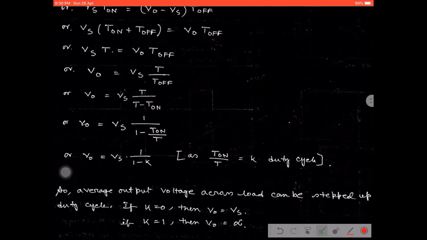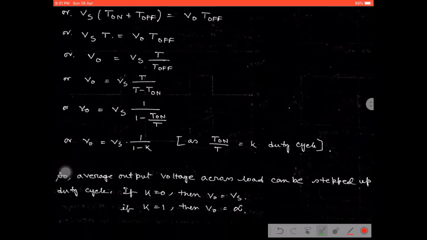The average output voltage across the load can be stepped up depending on the duty cycle. If K equals 0, then V0 equals Vs, which is the minimum value. If K equals 1, the maximum value, then V0 will be infinite, because K is part of the denominator, which gives infinite voltage. So for K from 0 to 1, it will provide voltage from Vs to infinite. That is what a step up chopper is.